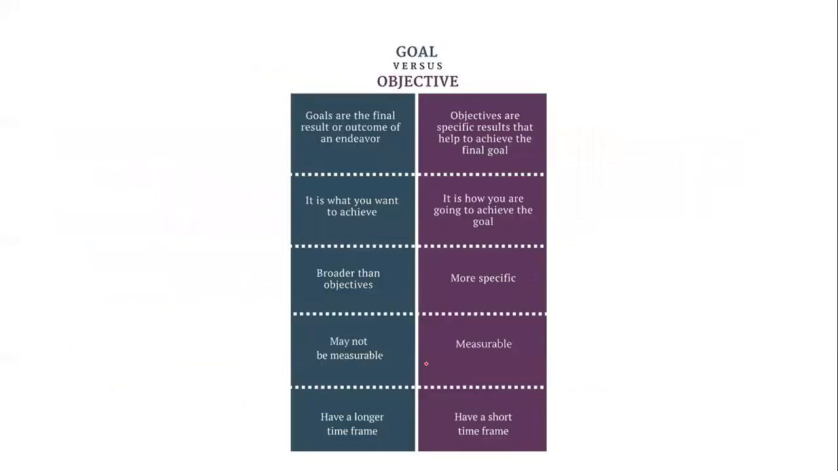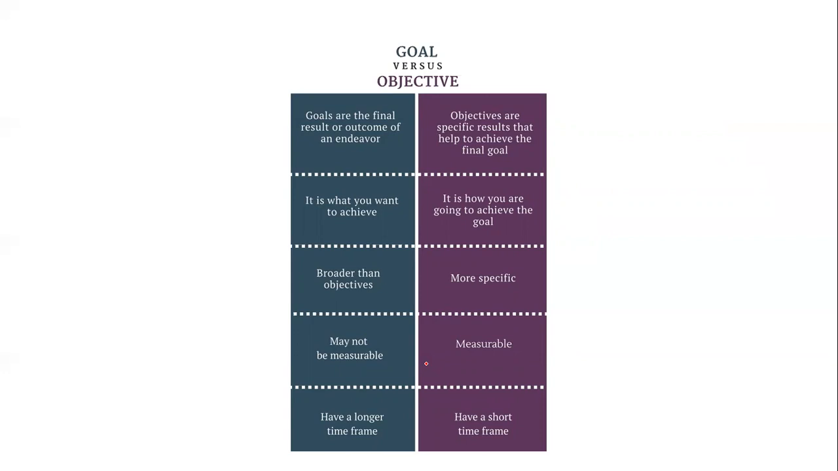So yes, you can differentiate goals versus objectives. Goals are the final outcome, whereas objectives are something specific which helps to achieve the final goal. So first come the objectives and then the final goal. A goal is what you want to achieve, and objectives are how you are going to achieve it.